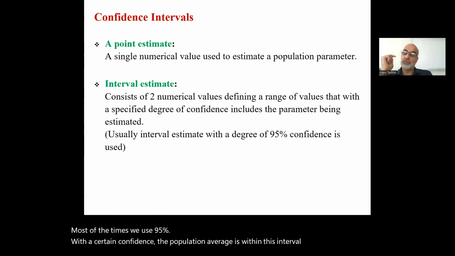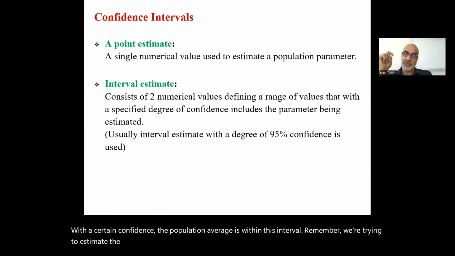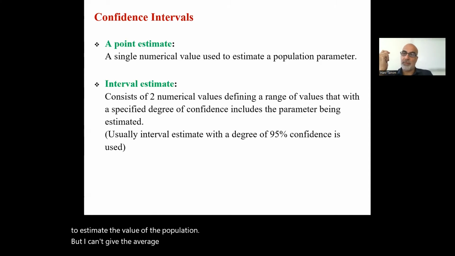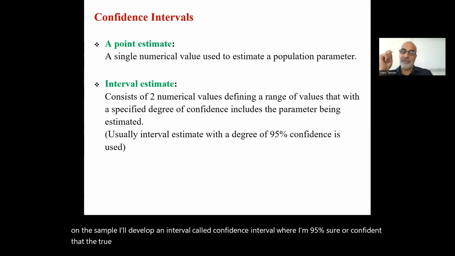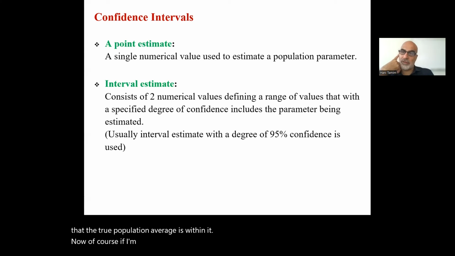Remember, we're trying to estimate the value of the population, but I can't give the average blood pressure of the population. The best thing I can do, based on the sample, is develop an interval called a confidence interval, where I'm 95% sure or confident that the true population average is within it. Now, of course, if I'm 95% confident, it means I'm 5% not confident, or I'm 5% making an error.